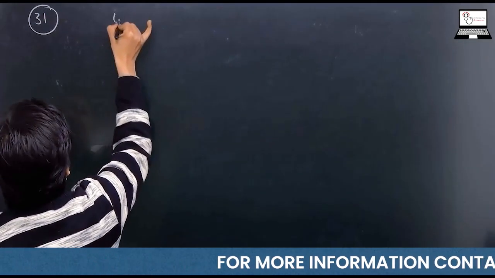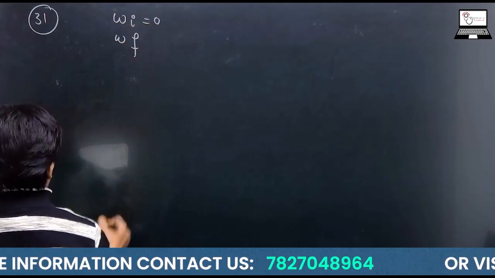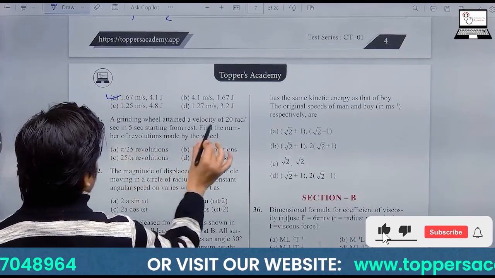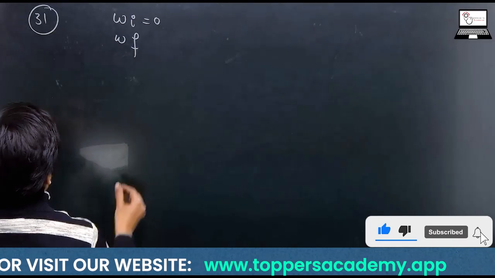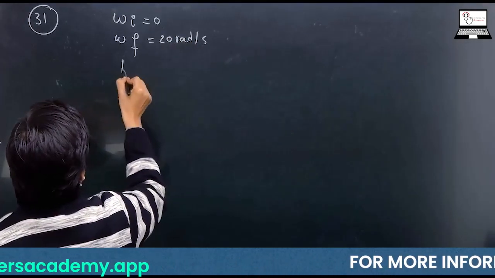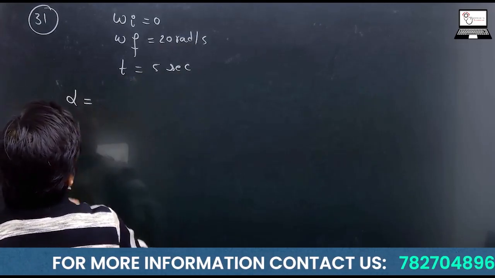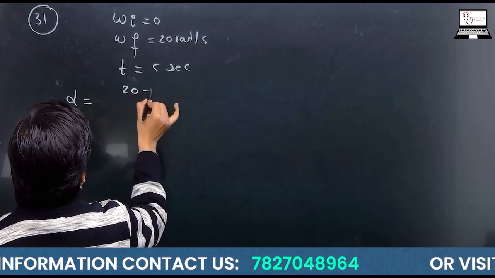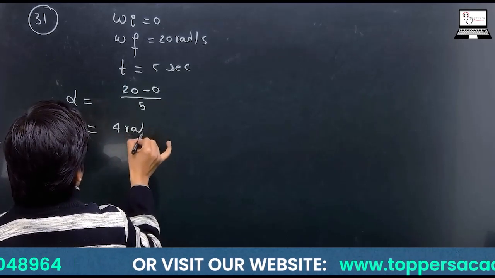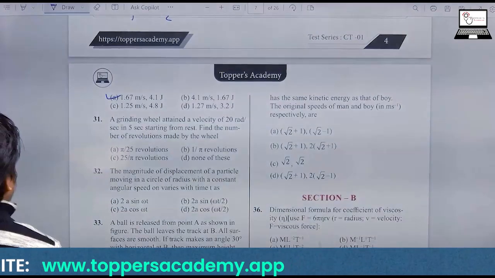So the initial angular velocity is 0. The final angular velocity is 20 radian per second, and that much angular velocity has been attained in 5 seconds. So you can write alpha, the angular acceleration, equal to 20 minus 0 divided by 5. That is equal to 4 radian per second square.